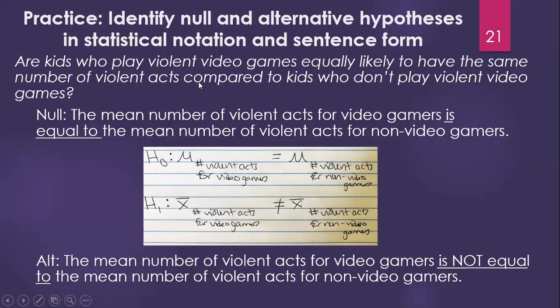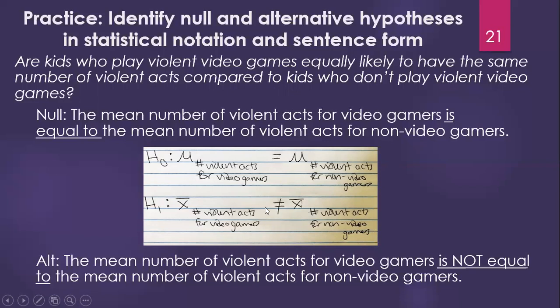Is there anything in this question that suggests one of these groups is greater than or less than the other? And the answer is no, right? This one just asks, are kids who play violent video games equally likely to have the same number of violent acts? Equally likely means we don't know if one is greater than or less than the other. So this is a non-directional research hypothesis. We're just saying that the two groups do not equal.